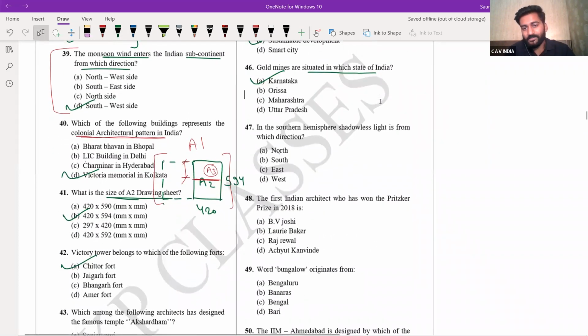Then it asks, in the southern hemisphere, shadowless light is from which direction? First you need to understand what a shadowless light is. Then you need to understand how the hemisphere is or how it will move. Yes, B is the right answer actually. It's south.